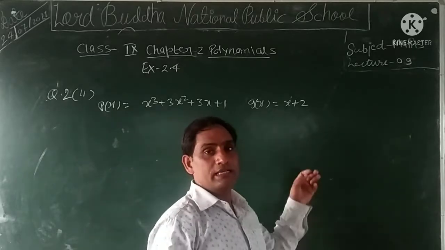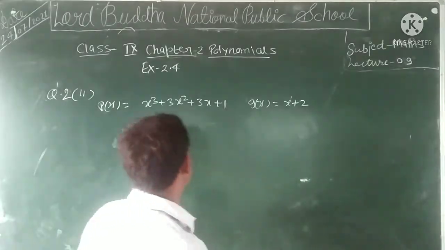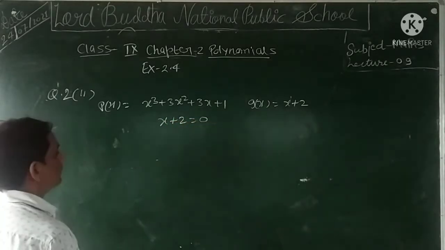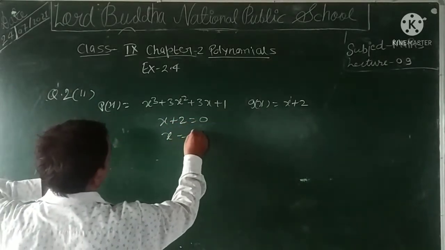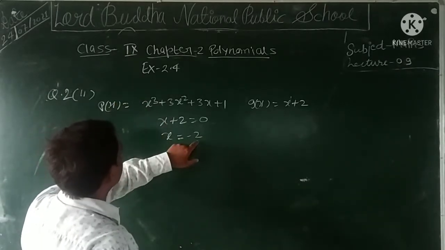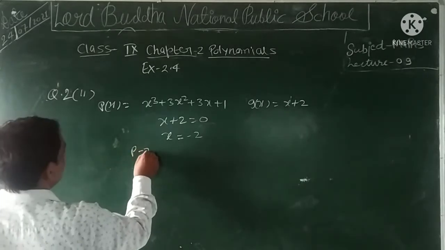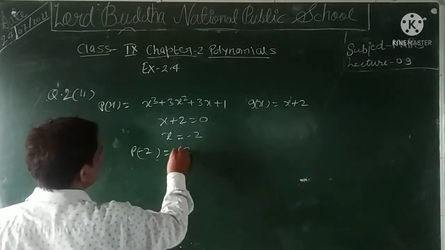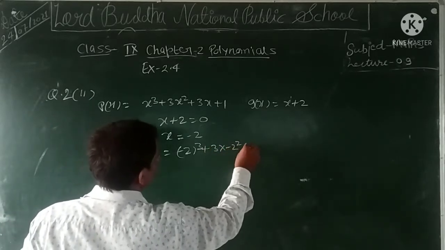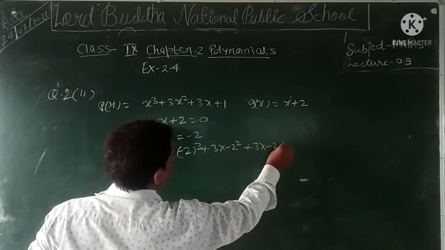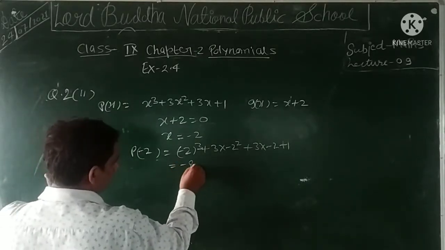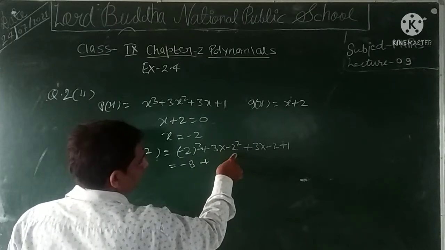We follow the same procedure as in the previous question. First of all, we get x plus 2 equal to 0. Now we find that x equals minus 2. Now we replace x by minus 2. So p(-2) equals (-2) cube plus 3 into (-2) square plus 3 into (-2) plus 1. Minus 2 cube is minus 8, plus 3 into 4, which is 12.